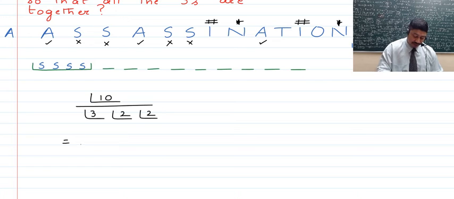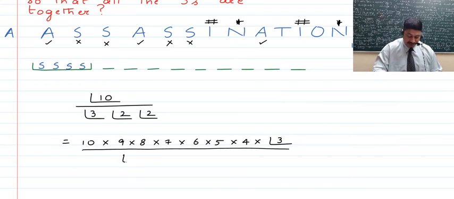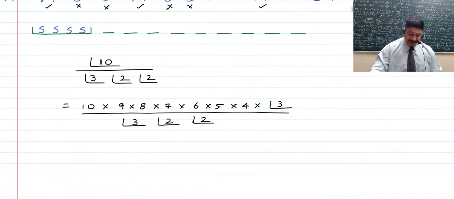So this will come to be 10 into 9 into 8 into 7 into 6 into 5 into 4 into factorial 3, right? And in the denominator we have factorial 3 divided by, again, factorial 2 and factorial 2. So next, now, children, factorial 3 will get cancelled from the numerator and from the denominator, as factorial 2 is 2 and factorial 2 is also 2. So 2 into 2 is 4, will get cancelled with 4.